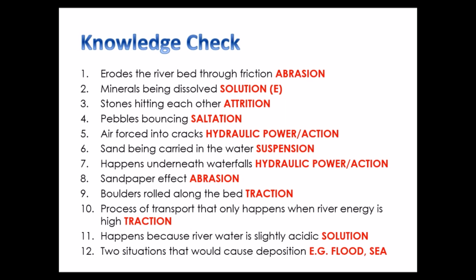There were loads, weren't there? But you could have mentioned rivers bursting their banks in a flood, or rivers getting to the sea. Any of those that we discussed in that bullet pointed list earlier will be fine, but you have to get 2 to get the mark. And the last one, makes pebbles smaller and smoother is attrition.